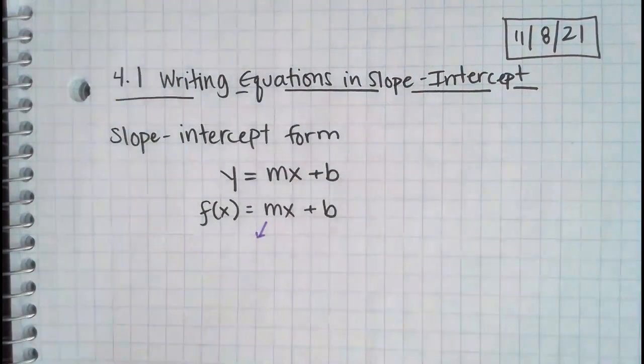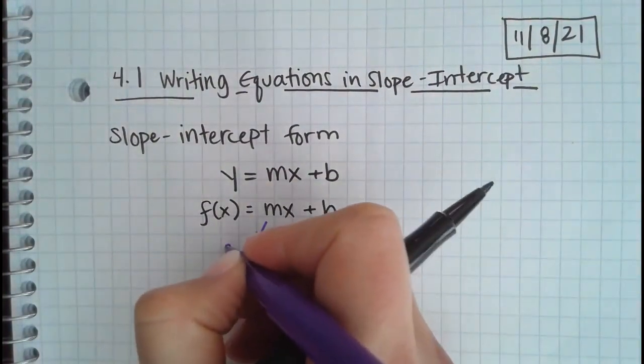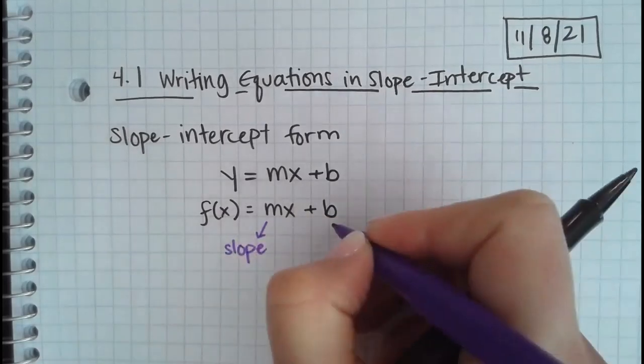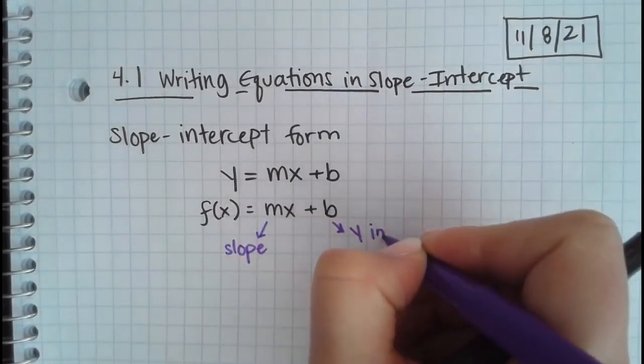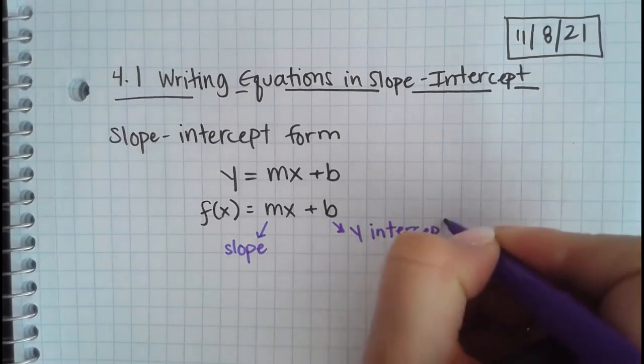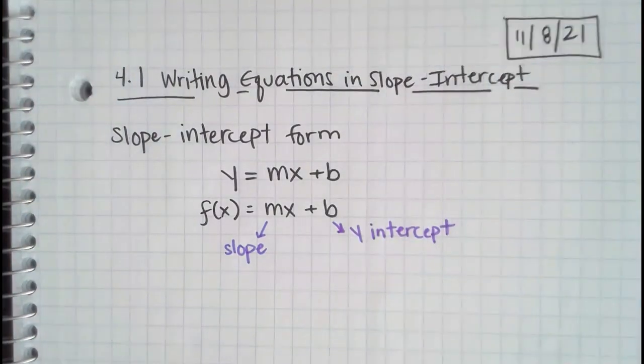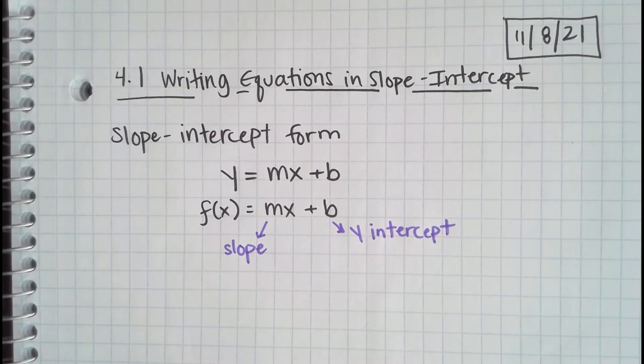Remembering that m, whatever that coefficient of x is, m is the slope of our line, and b is the y-intercept. So wherever the line crosses the y-axis, that will be our b. So when we look at the graph of a line, if we can find its slope, which we can by finding the rise over the run or using slope formula to find the slope, and if we can find the y-intercept, if we can see that on the graph, then we can write an equation of that line, okay?